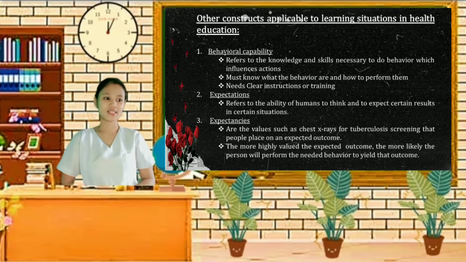Next is the expectancies, the state of thinking or hoping that something, especially something pleasant, will happen or be the case. And the values, such as chest x-rays for tuberculosis screening, that people place on an expected outcome. The more highly valued the expected outcome, the more likely the person will perform the needed behavior to yield that outcome. Examples include social confidence, sexual attractiveness, and general euphoria.